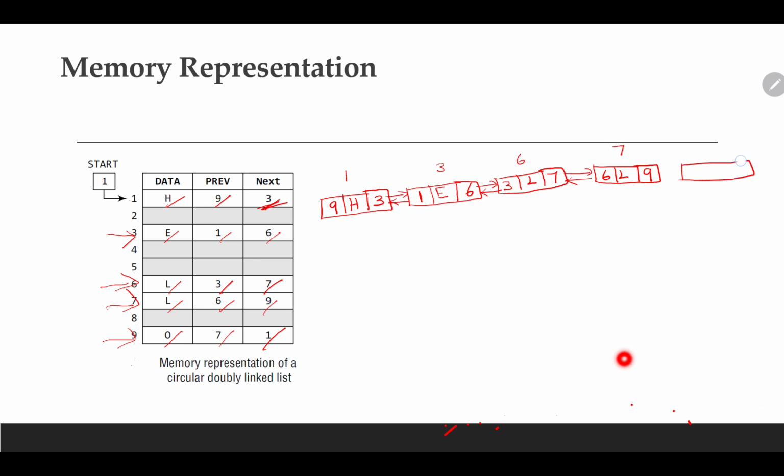So this node address is 7, and the next node is stored in address 9. The previous address is 7, the data is O, and the next one connects back to the first node. So this is connected like this. This is the memory representation, and you have seen how the data and addresses are connected here.